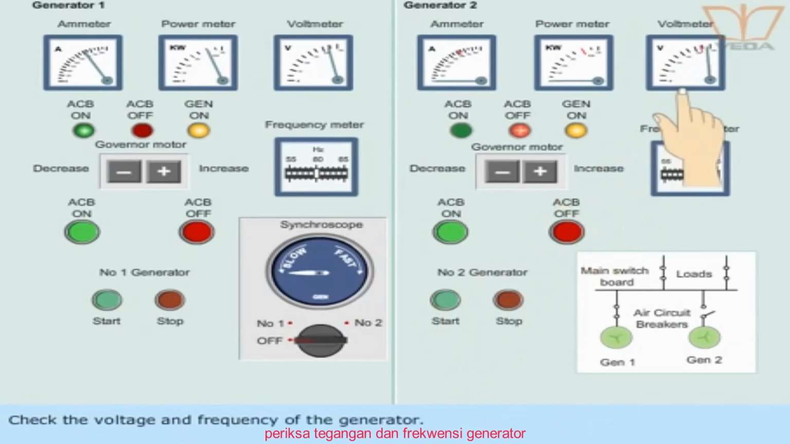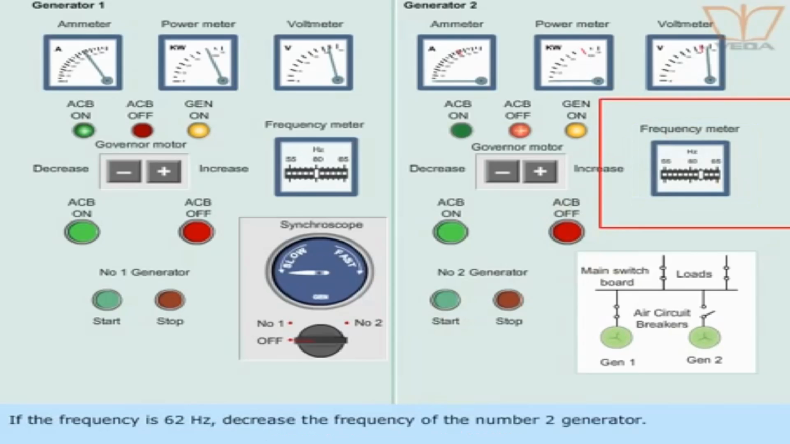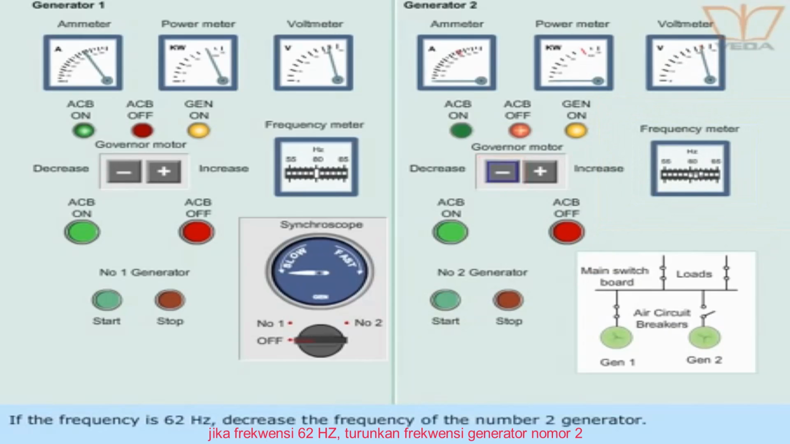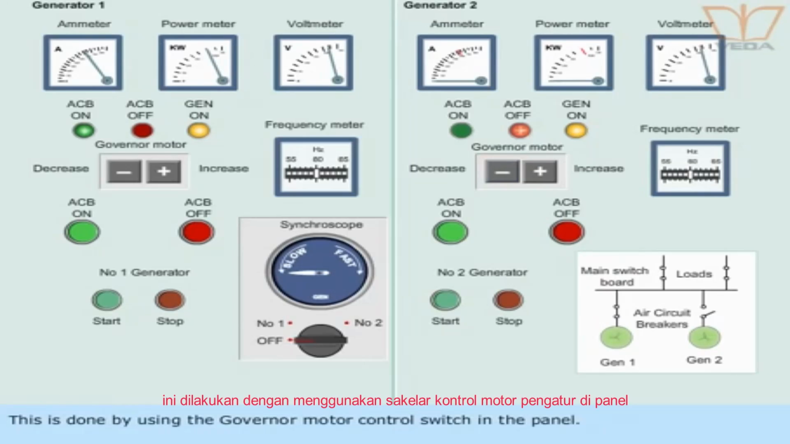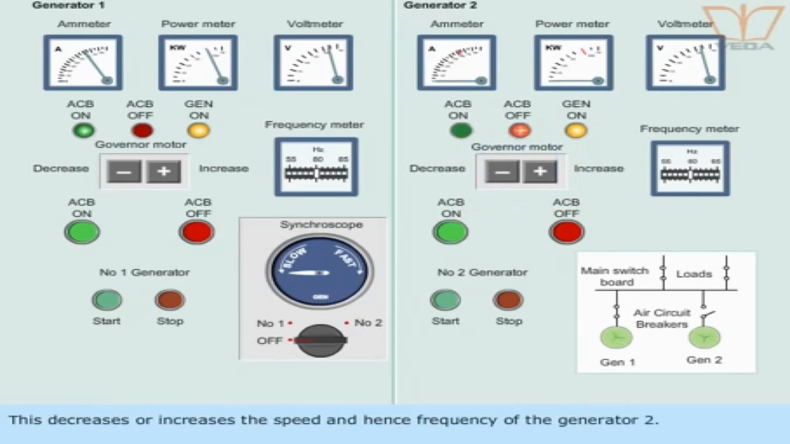Check the voltage and frequency of the generator. If the frequency is 62 Hz, decrease the frequency of the number 2 generator. This is done by using the governor motor control switch in the panel. This decreases or increases the speed and hence the frequency of the generator too.